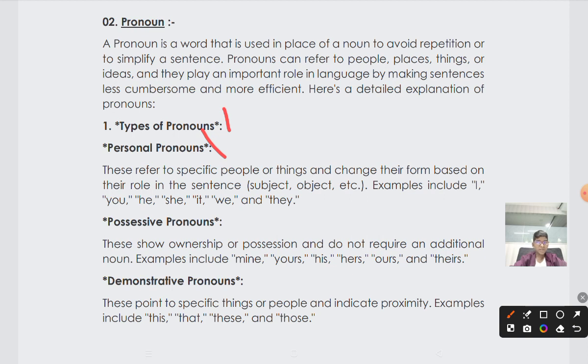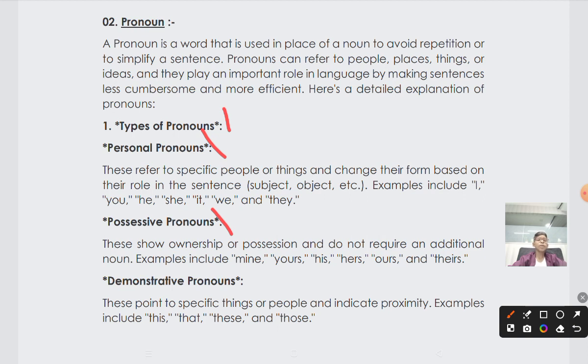These refer to specific people or things and change their form based on their role in a sentence, subject, object, etc. Examples include I, you, he, she, it, we, and they. Possessive pronouns show ownership or possession and do not require an additional noun. Examples include mine, yours, his, hers, ours, and theirs.